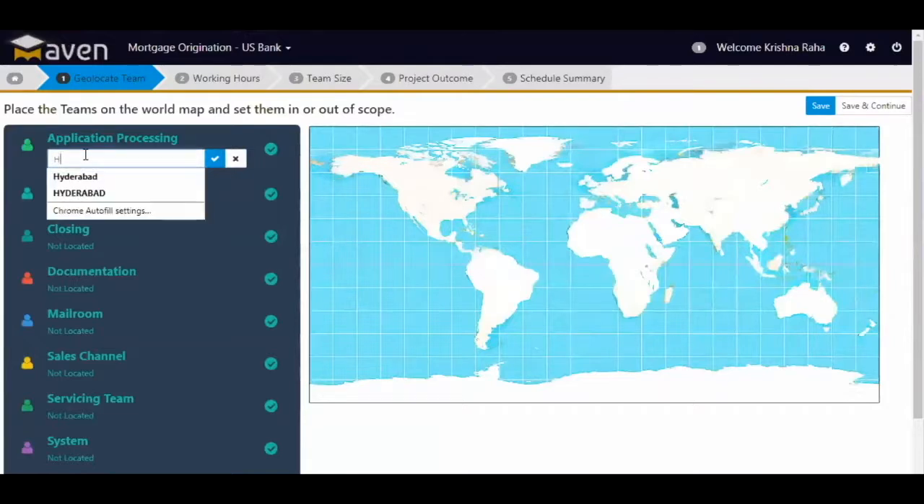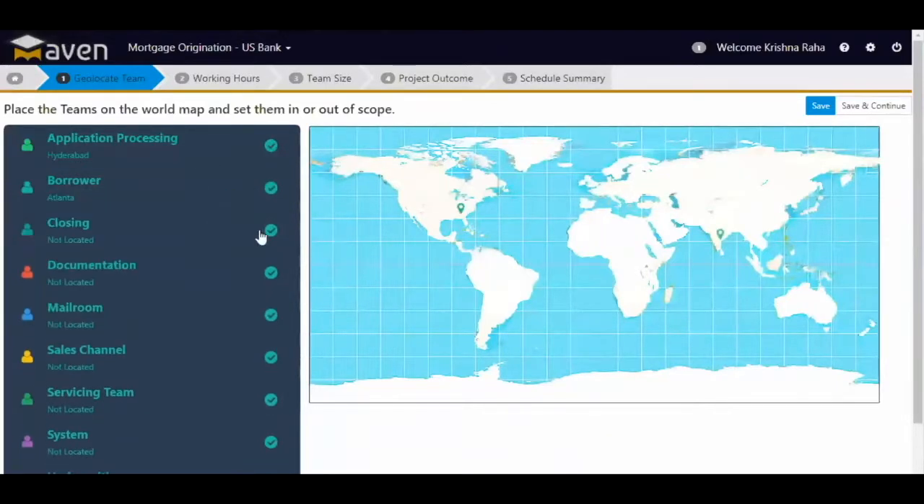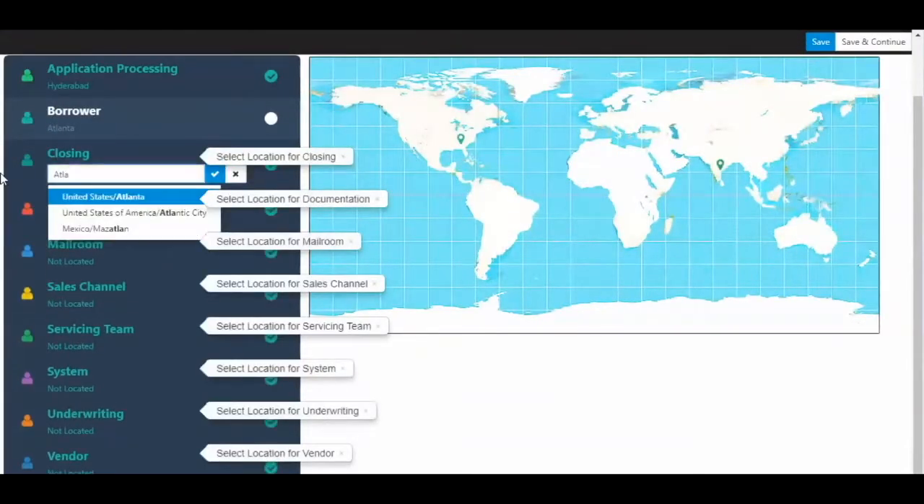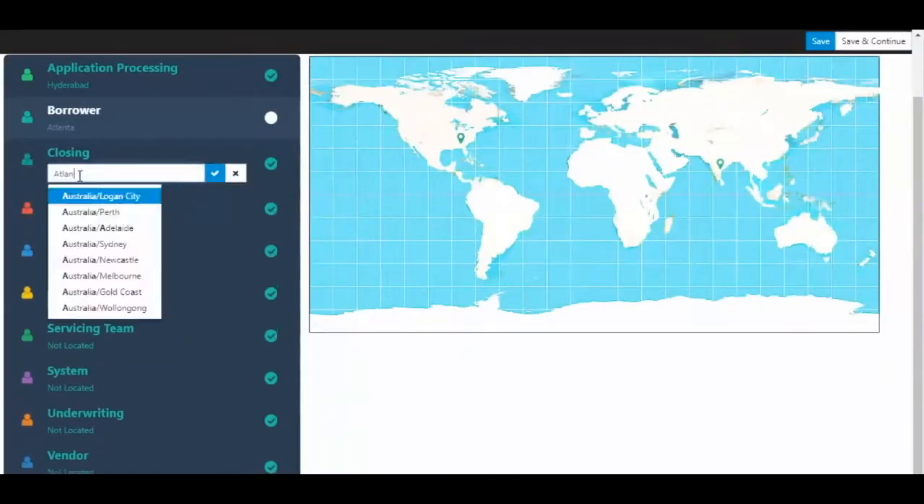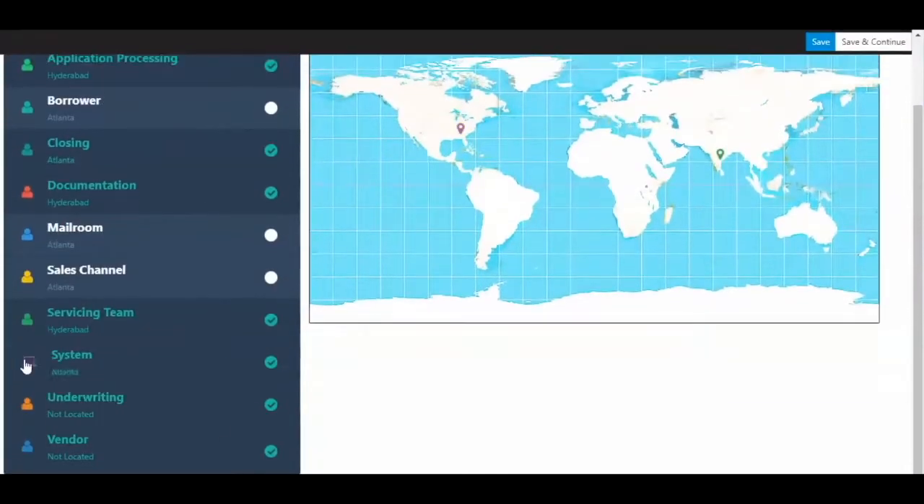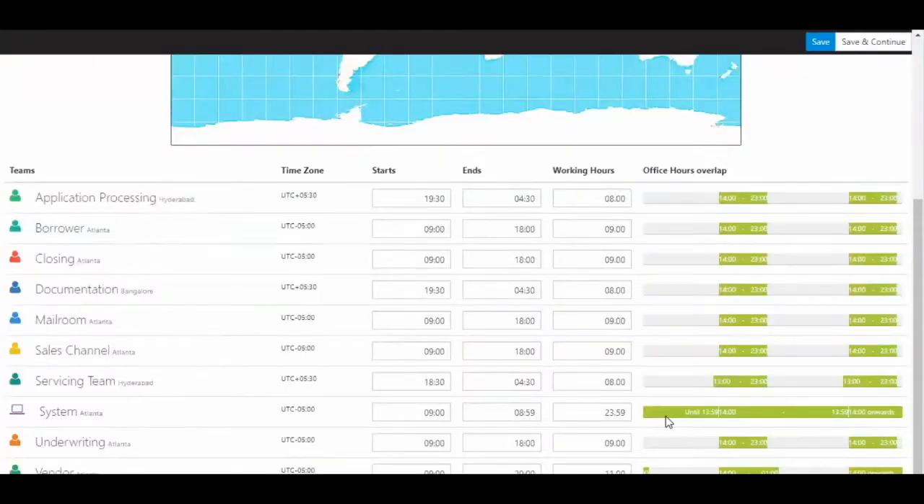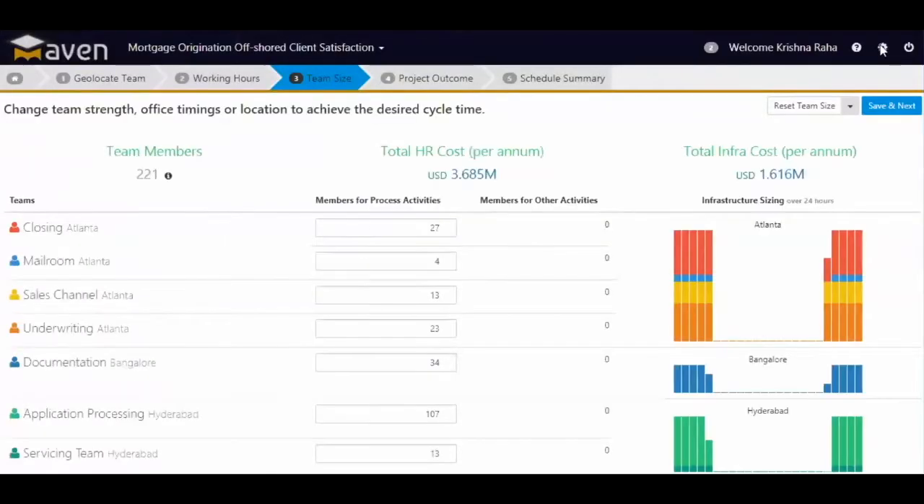In addition to process information, it also takes info on the teams, including the locations, whether the team is in or out of scope, and whether the team is a human or system or set of activities. We input local time zones, and where available the number of team members in each team. If team members aren't available, it can calculate the minimum team size required.